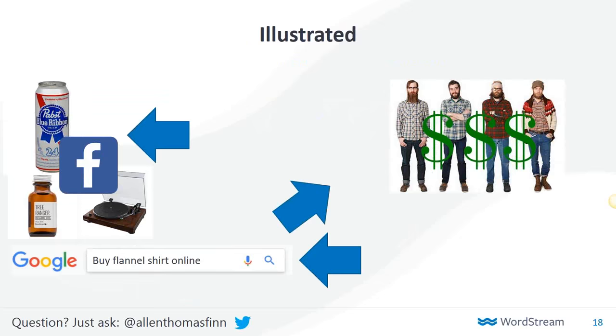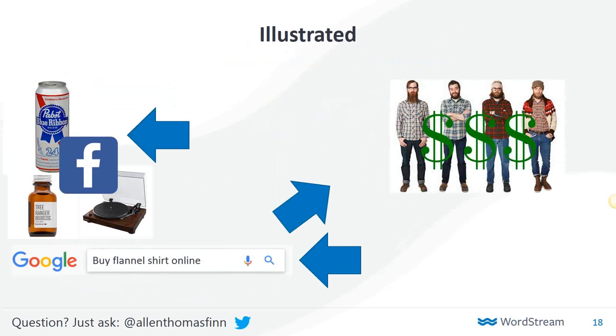Here's an example of a way that you might be able to use Facebook and AdWords in concert. Let's say that you sell very high quality flannel shirts. The people likeliest to buy your shirts, they probably like PBR ironically. They probably listen to records. They probably use beard oil, and I'd assume they live in a city and have disposable income. Basically, you're targeting me.